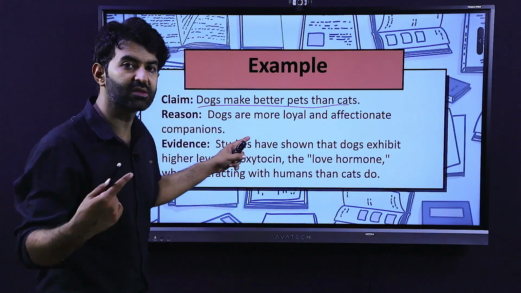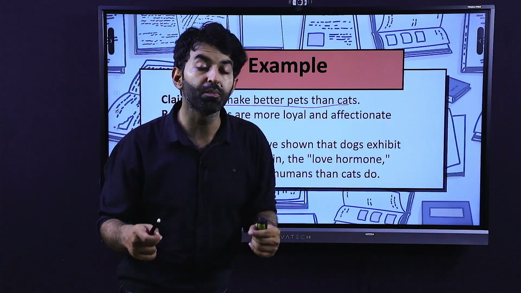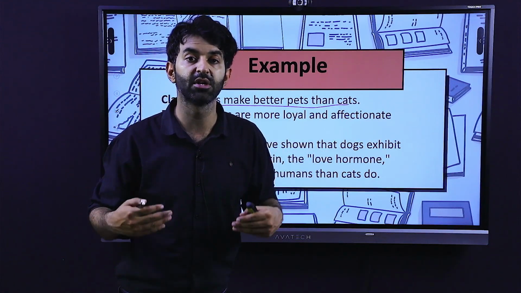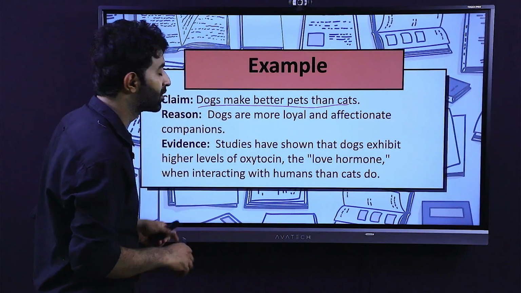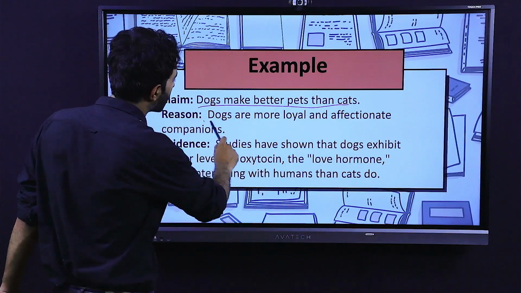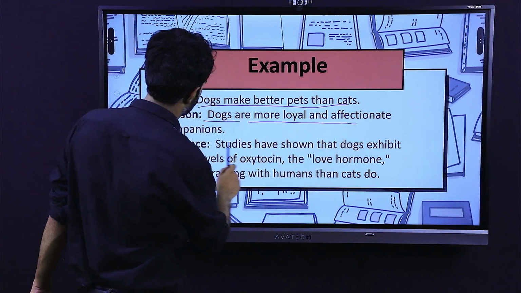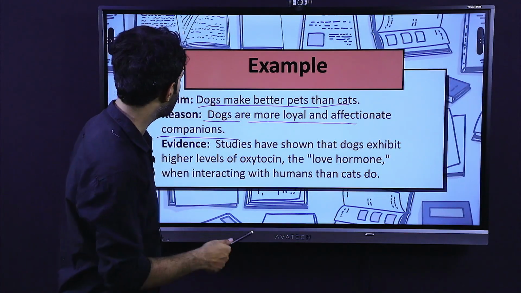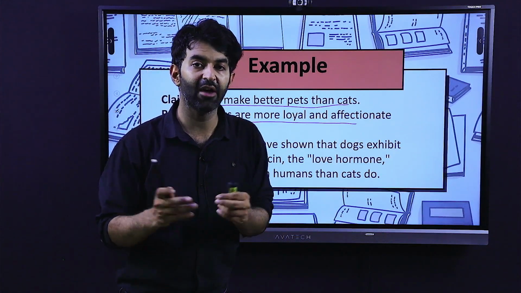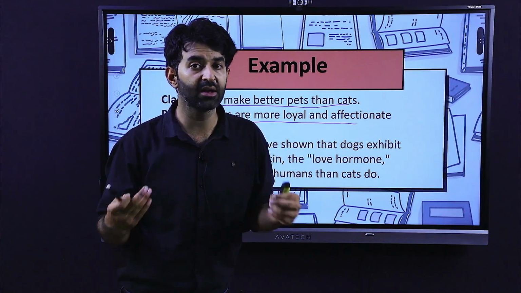Now, what is the reason? We need something to make our claim a little bit stronger. So we would give a reason. We would say, dogs are more loyal and affectionate companions. This is our reason. All right. And this is just a reason. There's no evidence yet. Can we provide an evidence?